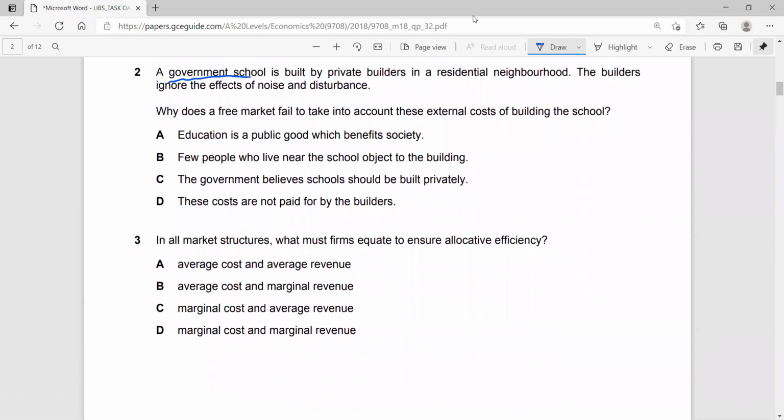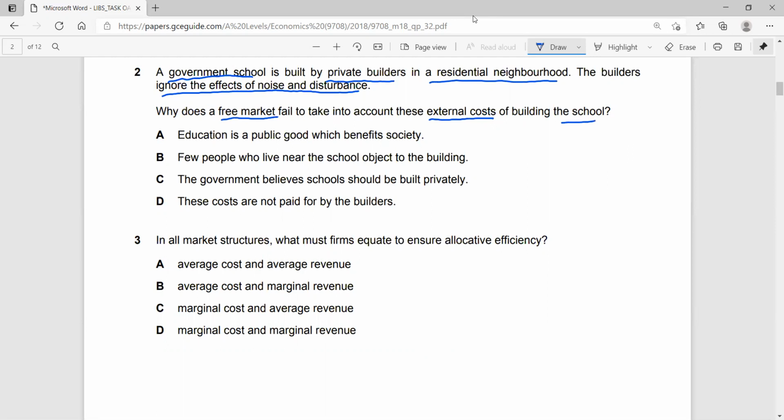A government school is built by private builders in a residential neighborhood. The builders ignore the effects of noise and disturbance. Usually noise and disturbance is a negative externality or an external cost. It will affect everyone else in the residential neighborhood, but won't really affect the buyers or the sellers of this particular service, the service of builders building a school. So why does the free market fail to take into account these external costs of building the school?